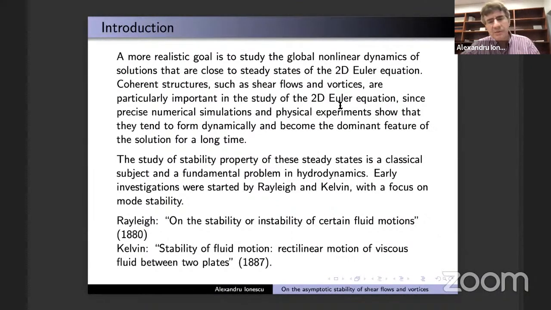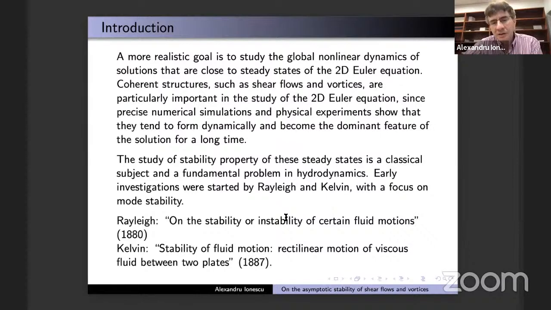The work goes back at least to papers from the 1800s. There are two papers that are usually thought of as the original references, papers of Rayleigh and Kelvin. There are two papers from 1880 on the stability or instability of certain fluid motions, and stability of fluid motion, rectilinear motion of viscous fluid between two plates. One of them refers to a problem posed by Stokes a few decades earlier. That's actually harder to find.